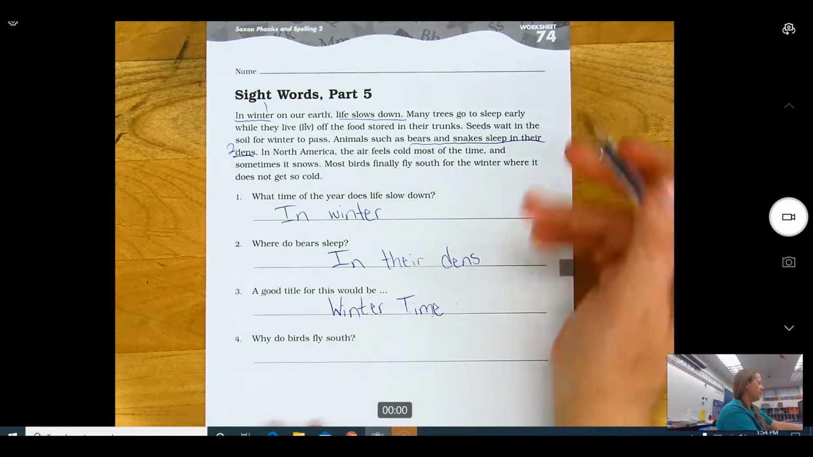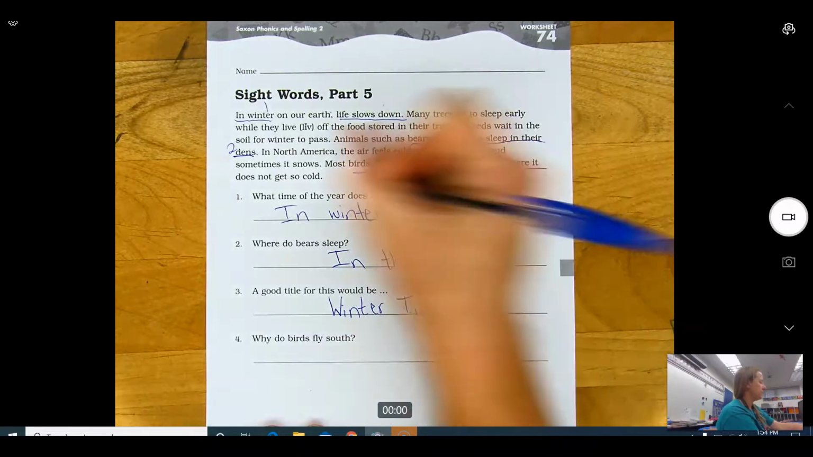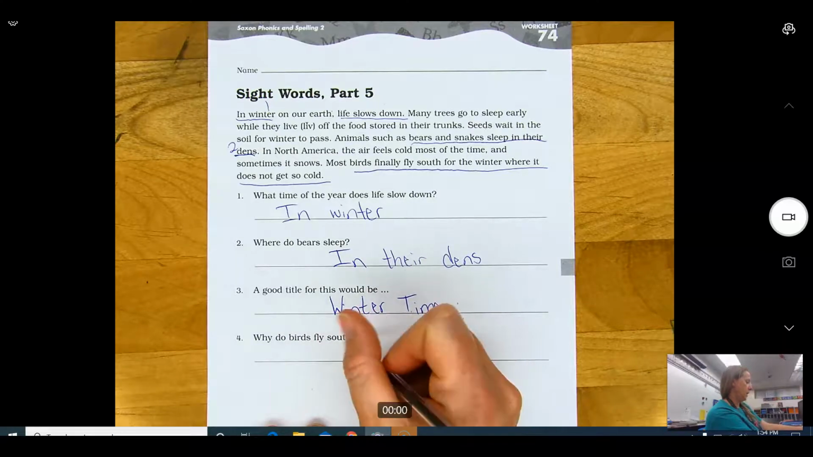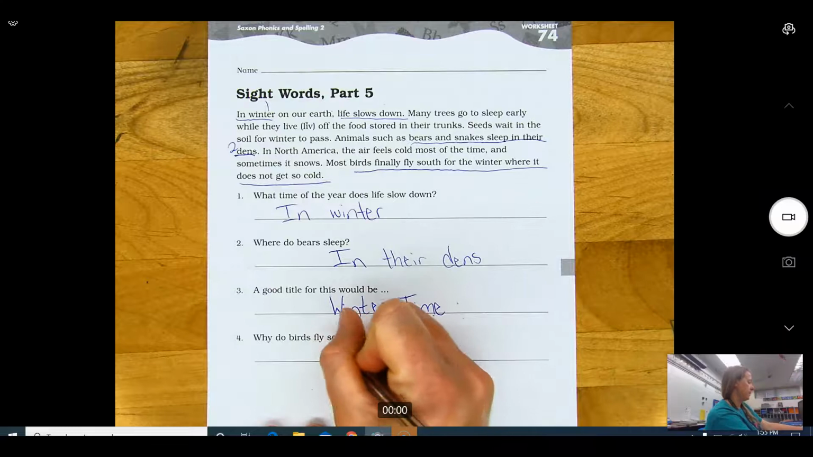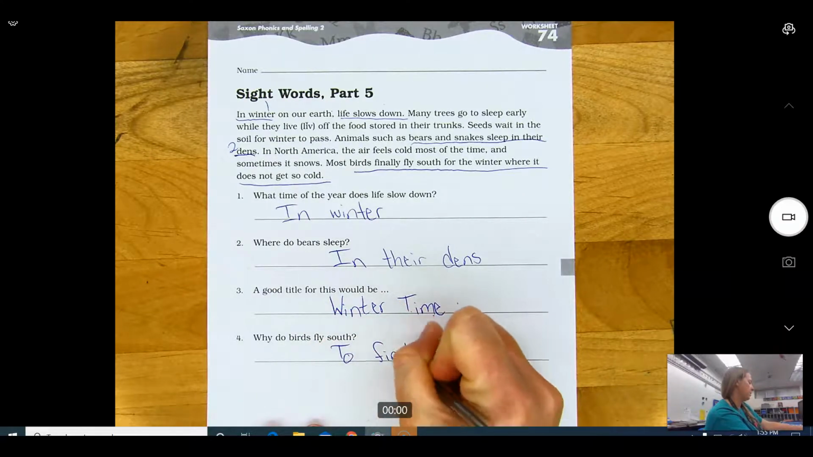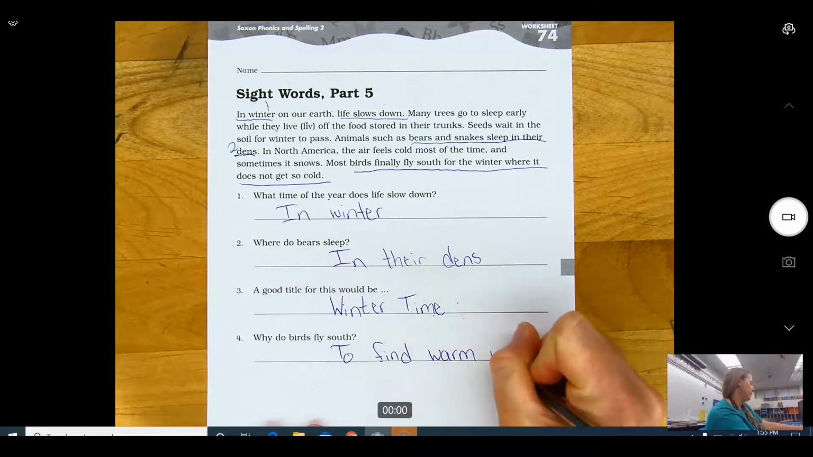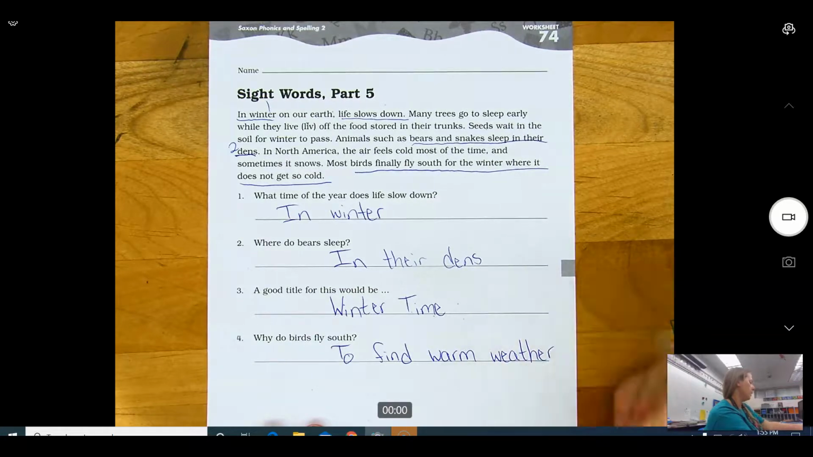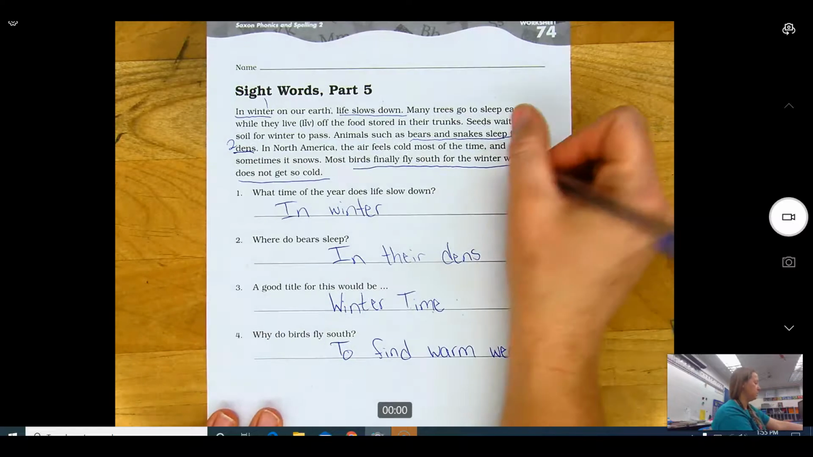Why do birds fly south? So birds finally fly south for the winter where it does not get so cold. They fly south for warmer weather, right? To find warm weather. Or they fly south where it does not get so cold.